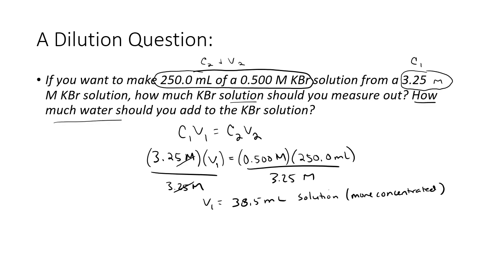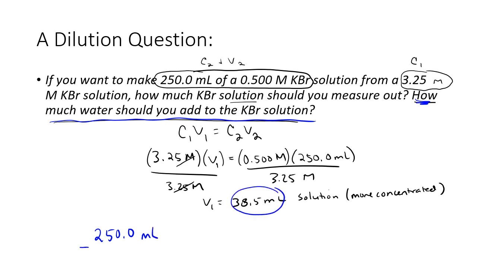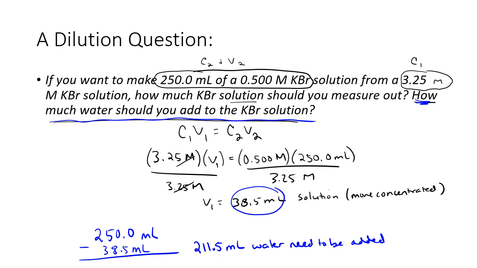So how much water should we add? What we do is we say, well, okay, I want 250 milliliters, but I already have 38.5 milliliters from the sample that I measured out, so I would just subtract the two. And what that would do is it would tell me that 211.5 milliliters of water need to be added. Why? Because those two added together would give me the 250 milliliters of solution I require.